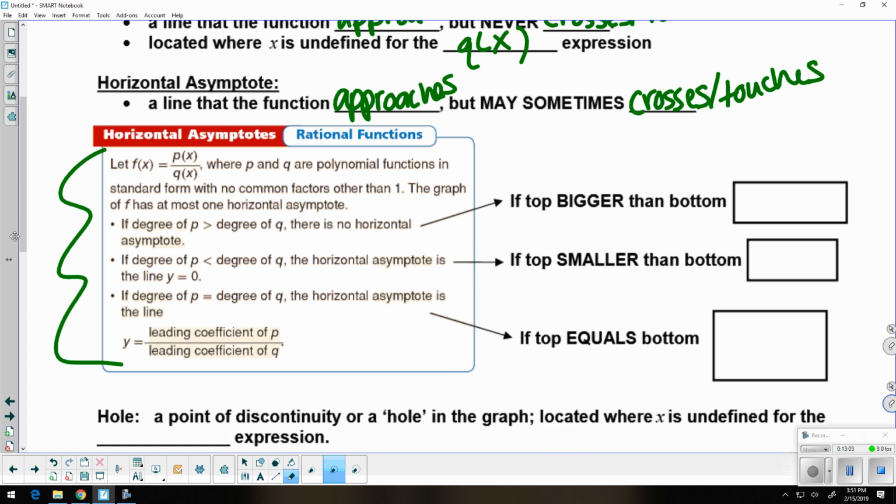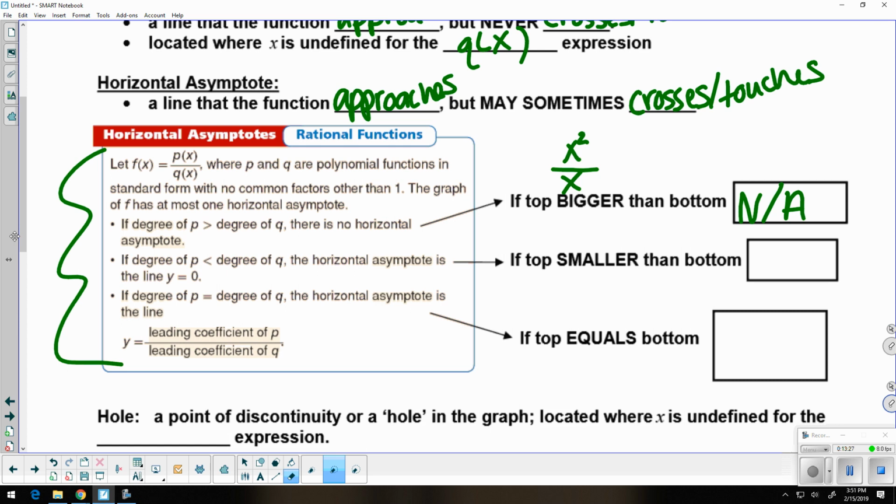Let me give you an example. If you have your top function, let's say x squared, and the bottom one is just x. The top one obviously has a bigger degree, it's 2. The degree on the bottom is just 1. So in this case, you actually do not have a horizontal asymptote. I usually just write NA, so it does not apply, or you could just say none.